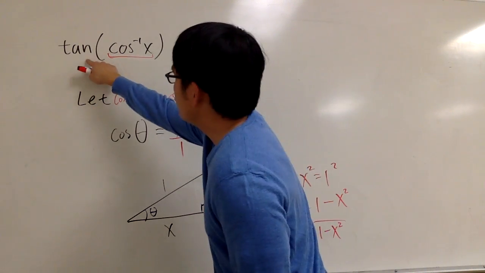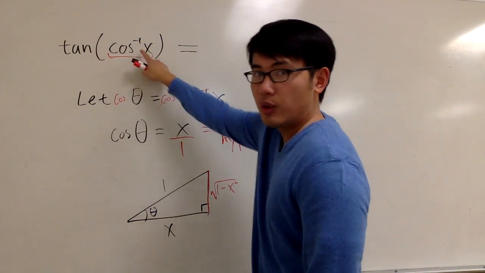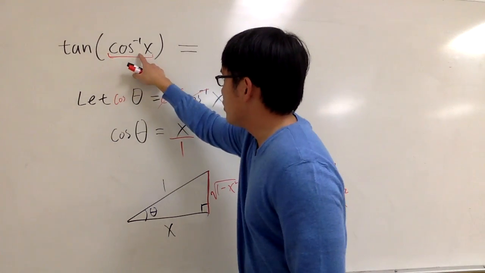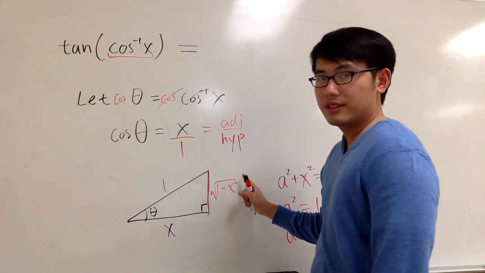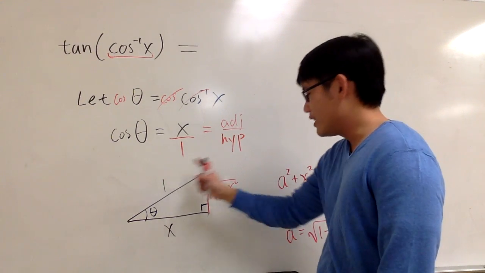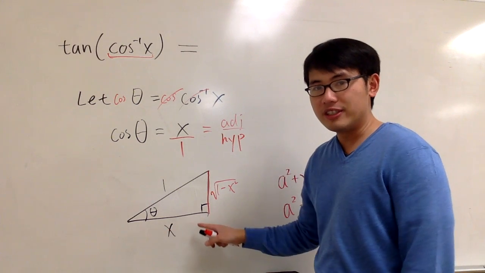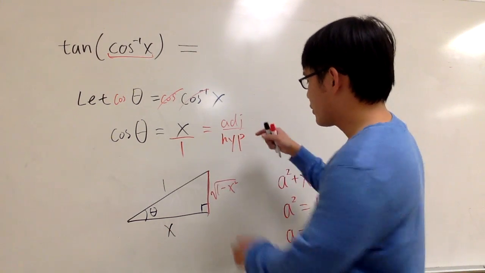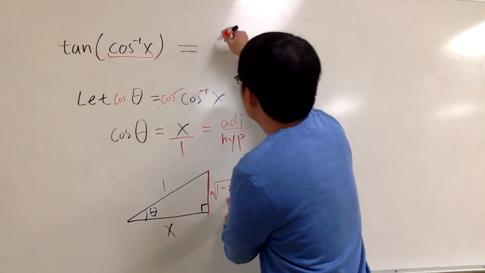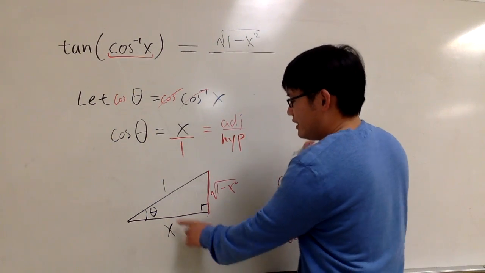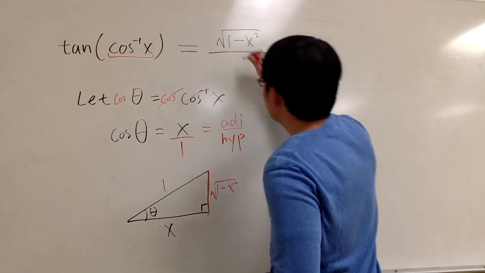To figure out tangent of this angle, theta, we said so right here. Tangent of the angle, we can use this triangle for it. And tangent is what? In the right triangle, tangent means the opposite over the adjacent. So in this case, we are going to get the opposite, which is the square root of 1 minus x squared on the top, over the adjacent, which is x.